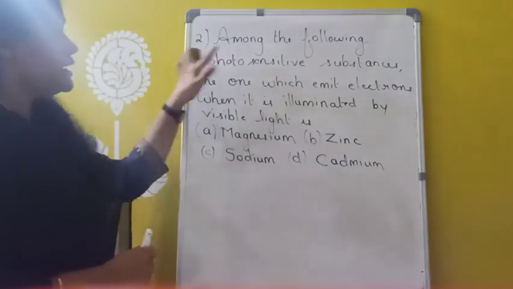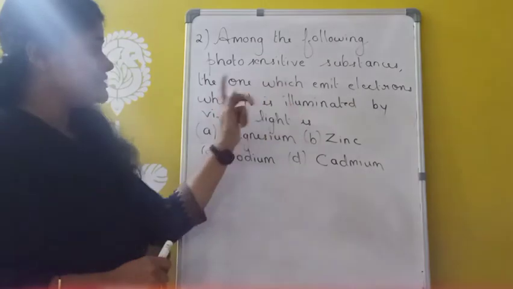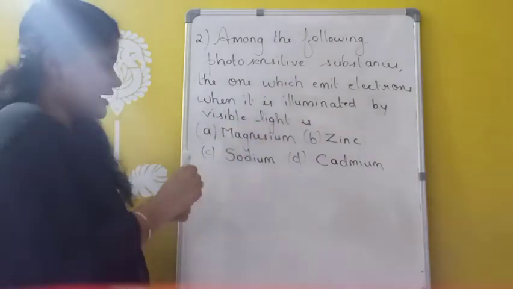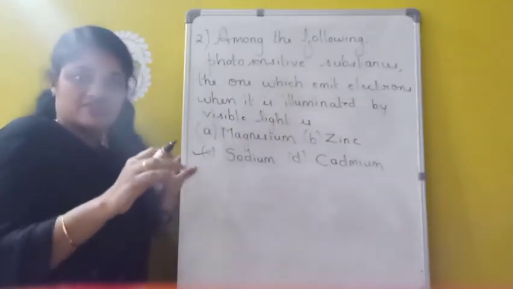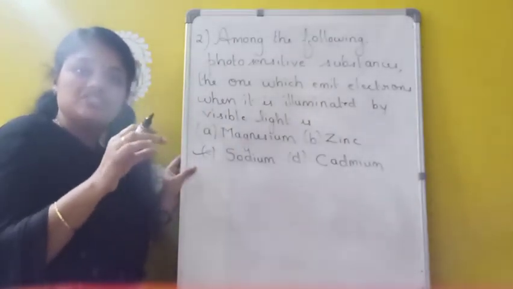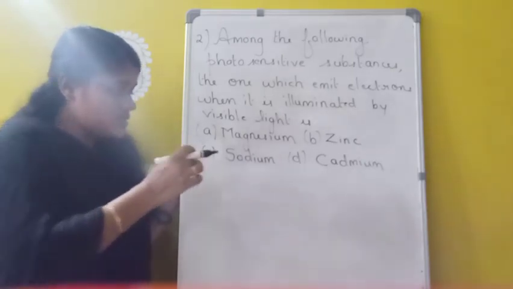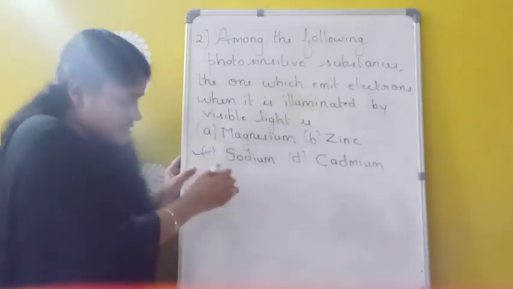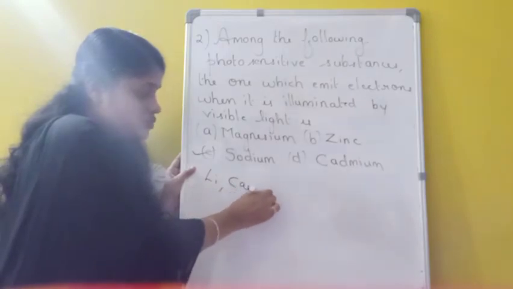Second problem: among the following photosensitive substances, the one which emits electrons when it is illuminated by visible light. So actually the answer is sodium. So whenever electromagnetic waves, electromagnetic rays fall on a photosensitive material, electrons will be emitted. So in the case of sodium or any other alkali metals such as lithium, cesium and rubidium.